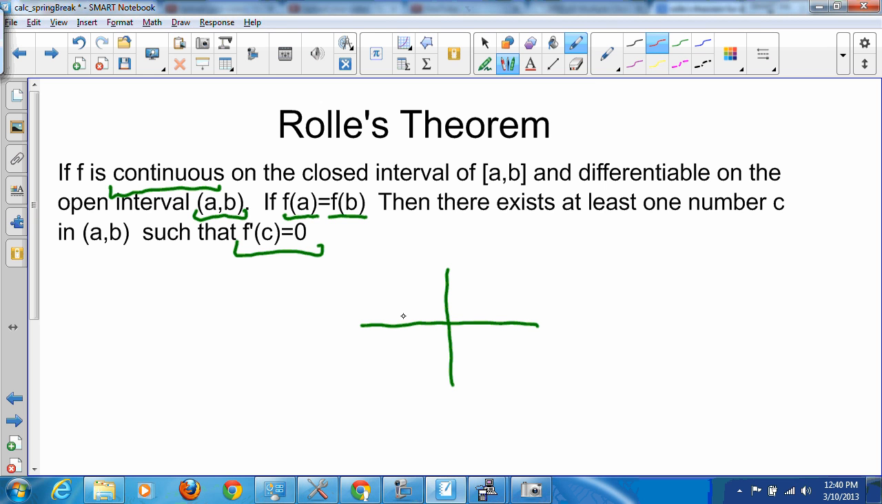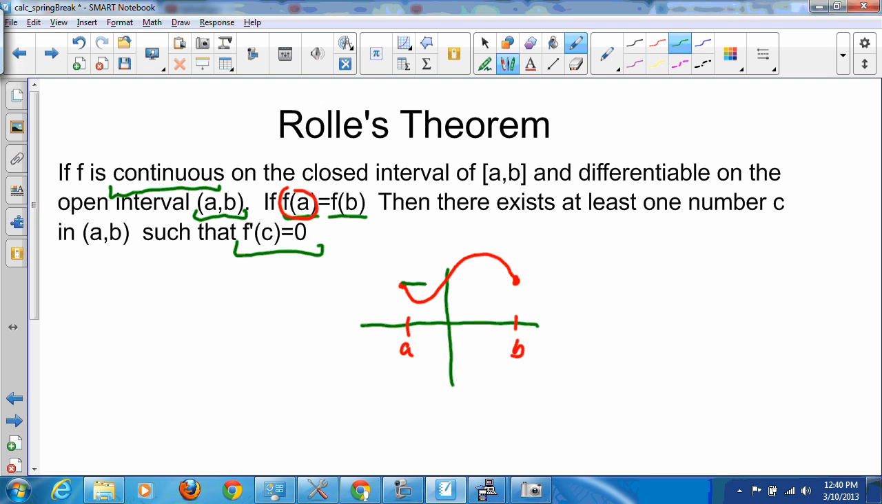So we have a value a and b, and what they're saying is that the function value for a is equal to the function value of b. So let's try to get that matched up a little bit. And no matter what the graph looks like, as long as you can take the derivative all along the way, somewhere in between here, at least one time, there's going to be a derivative that equals 0.